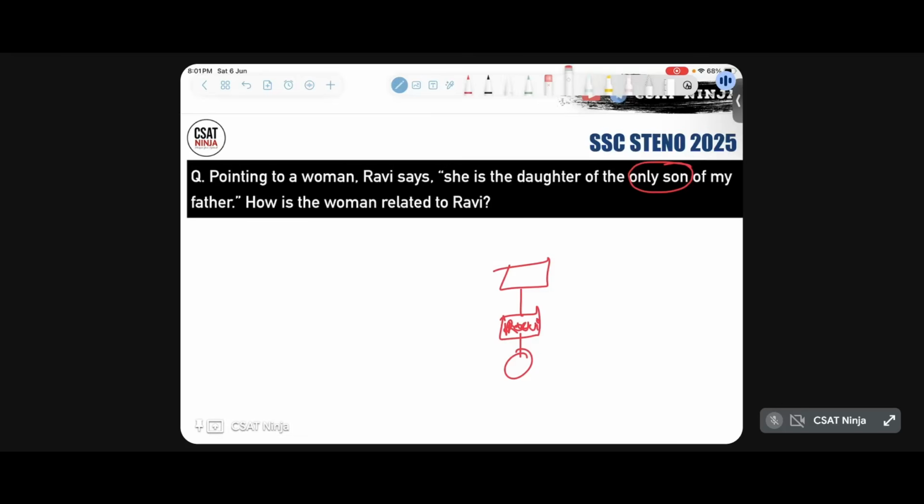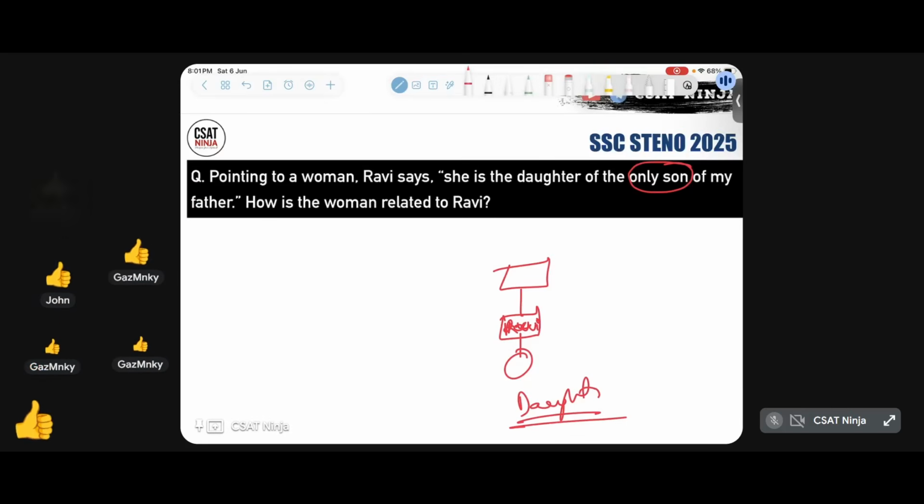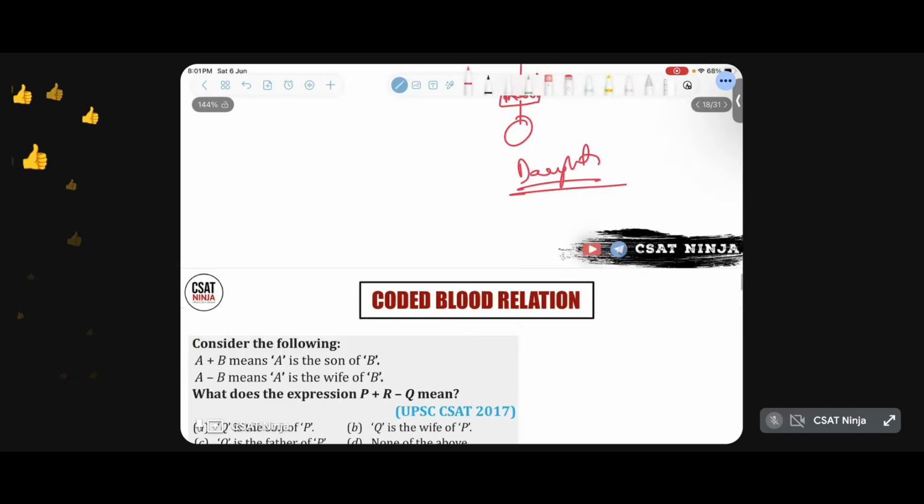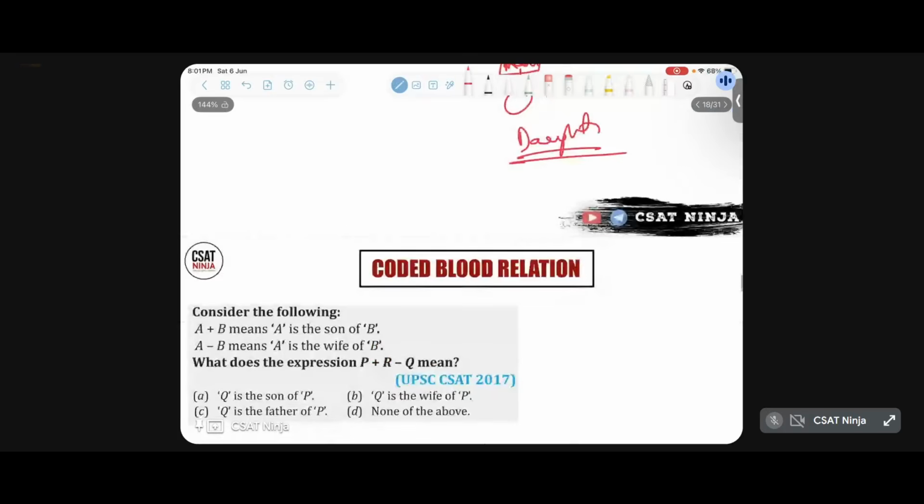So what does this statement say? She is a daughter of the only son of my father, this father. What is asked? How is the woman related to Ravi? That means who is the woman to Ravi? To Ravi, the woman here is his daughter. Clear? So if you get the key here, it's very easy, okay? I don't have any more statements here.